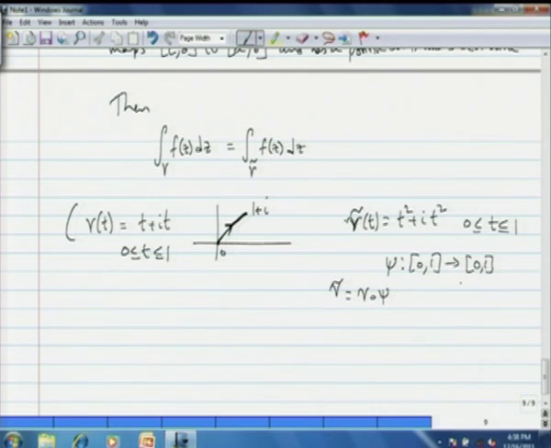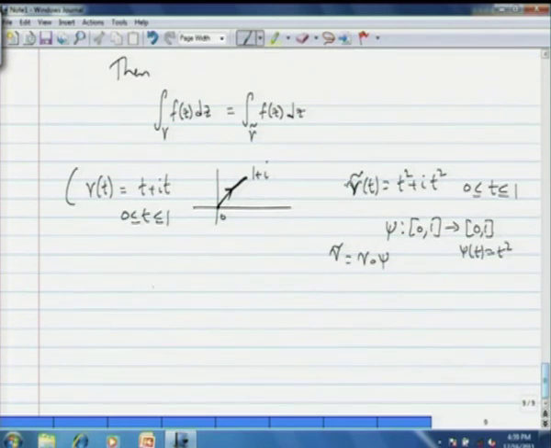Okay. Psi of t is t squared. So, gamma tilde is gamma circle psi. That is easy to verify. So, then this gamma tilde is a reparameterization.